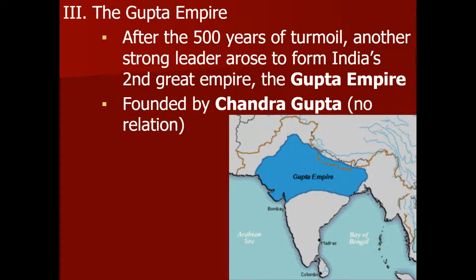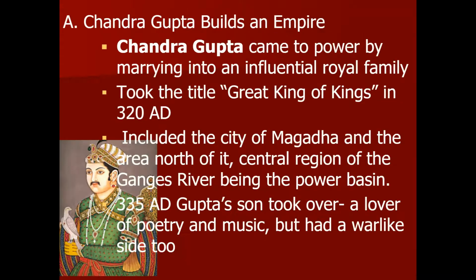So, what comes next? After that 500 years of turmoil, you have another strong leader arise to form India's second great empire. This is the Gupta Empire. This is founded by Chandragupta, who is not related to Chandragupta Maurya. So notice Chandragupta, 2 words, no relation to the other Chandragupta. And the new Chandragupta builds up an empire. He came to power by marrying into an influential royal family, and he takes on the title Great King of Kings in 320 AD. So some 500 years after the Mauryan Empire collapses.